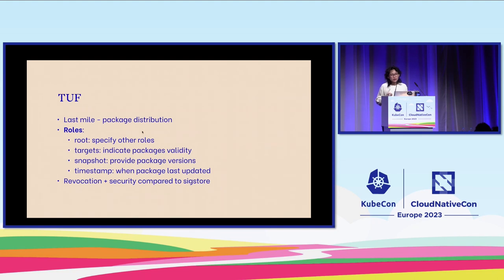And so the threat model that they came up with is roles. So you have the person at the top, or a few people at the top, who are root, and that gives them permission to specify other roles. You have targets, which gives you permission to indicate package validity, snapshot for package version, and timestamp for when the package was last updated. So you can imagine it almost like a triangle. If the timestamp key gets compromised, you still can't do a whole lot with that. And TUF really focuses on key revocation and minimizing the impact.